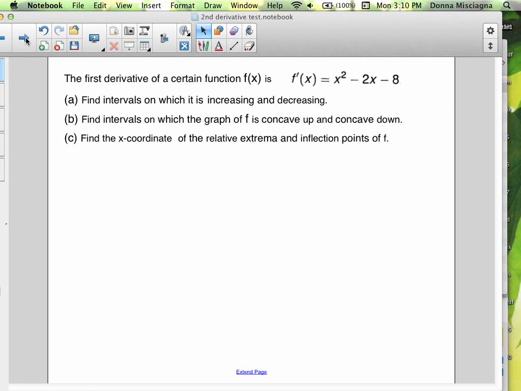Okay? And we can use the first derivative test or the second derivative test to answer A. Let's do the first derivative test for A and the second derivative test for C, so that we get a little practice for both. All right, so we already have the derivative. For A, we're going to set that equal to 0. We're going to find the critical points, which we'd have to do no matter which test we used.